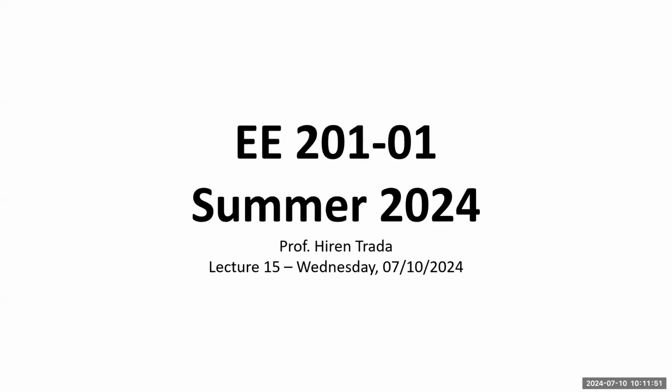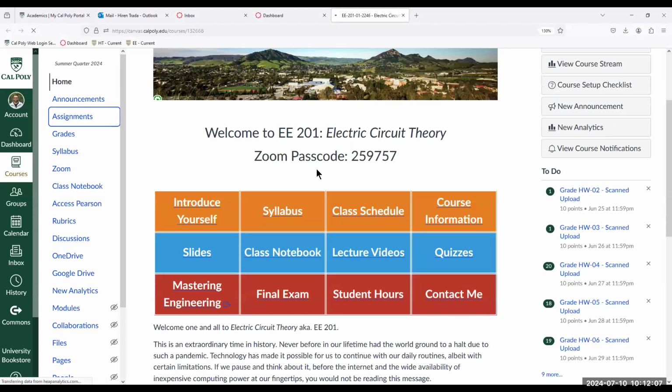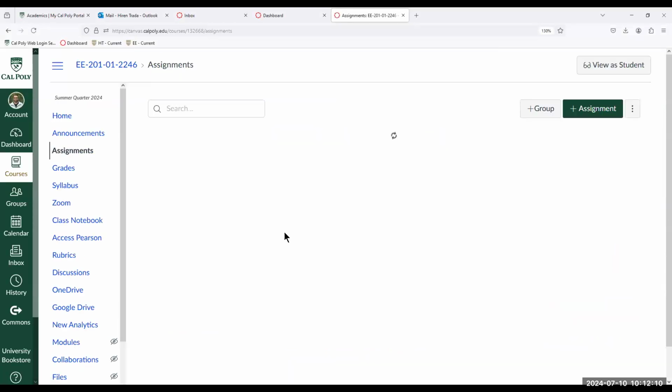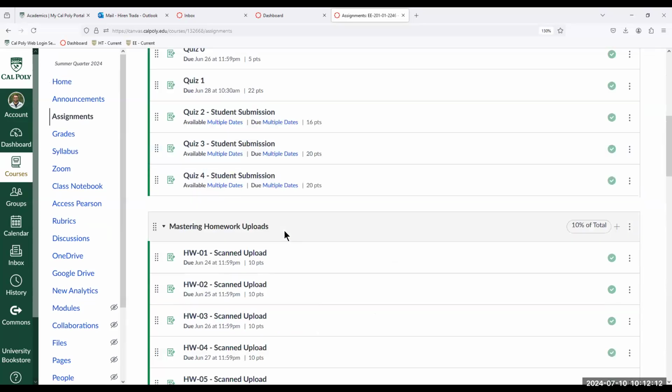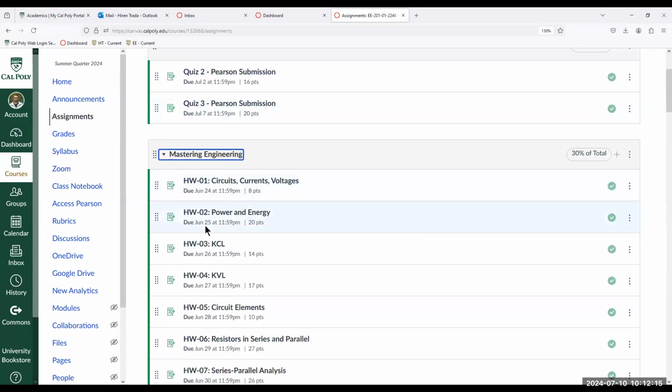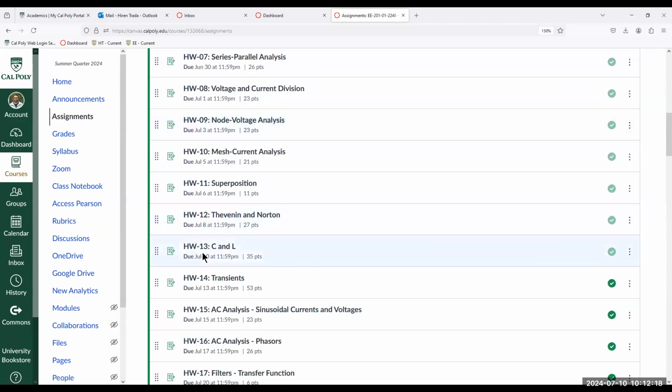I was checking the calendar for the homework, and now I can't remember when it was due. Let's see. So the assignments. I'm just checking the due date for the homework for chapter 3. So the 10th. It's supposed to be due tonight. I will push it back till tomorrow, since we have not yet solved the examples in class.